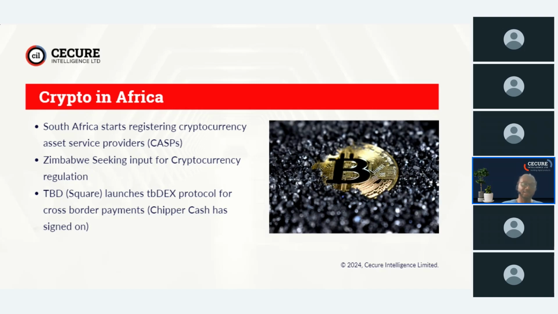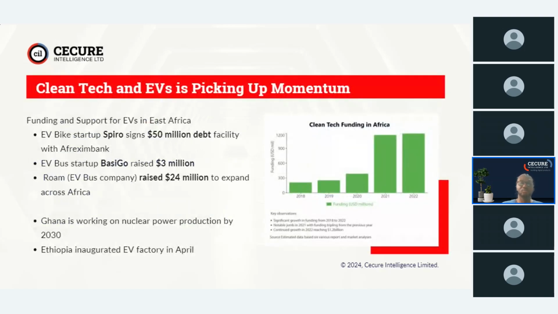And on the next slide, one thing we're seeing across the board in Africa is clean tech and electric vehicles. If you look at the chart on the right, when it comes to funding for clean tech in Africa, we see that in 2018, 2019, 2020, funding for clean tech startups was about 300 to 400 million dollars across the board. But what we're seeing in 2021, 2022 is escalating. In 2021, there was about $1.1 billion in funding for clean technology companies, and 2022 was about 1.2 billion. So we're seeing a trend of more funding going towards clean tech and EV companies.